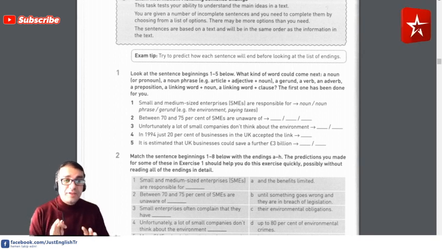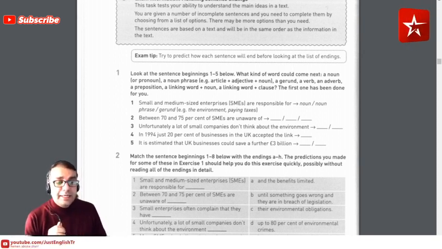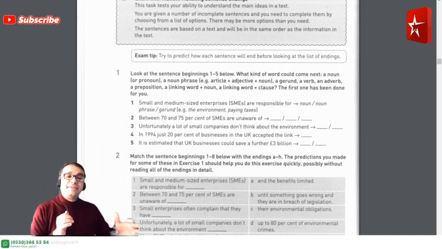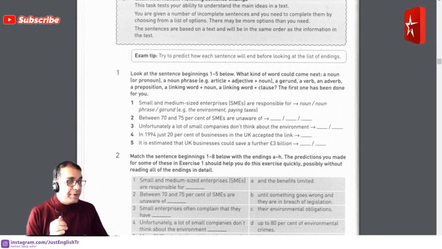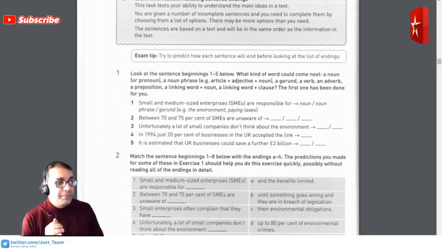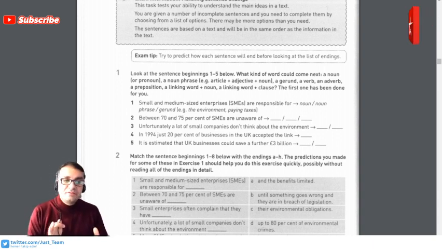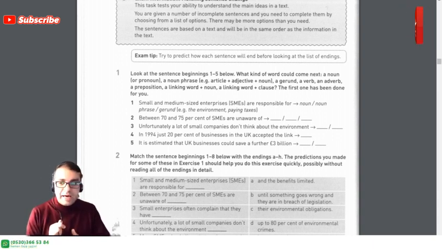I will help you with the first one. Now, small and medium-sized enterprises, SMEs, are responsible for, which is a preposition, yes, a preposition. Therefore, what follows must be a noun phrase or gerund. Example, responsible for the environment, or paying their taxes. Okay? Paying their taxes. So we have to add, as we wrote before, an identifier. Okay, I helped you with number 1.